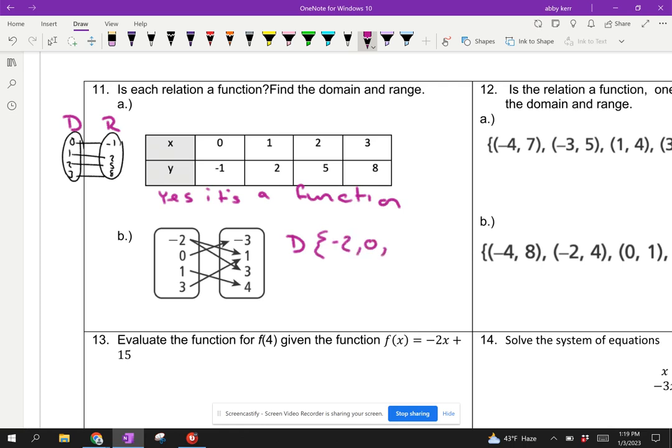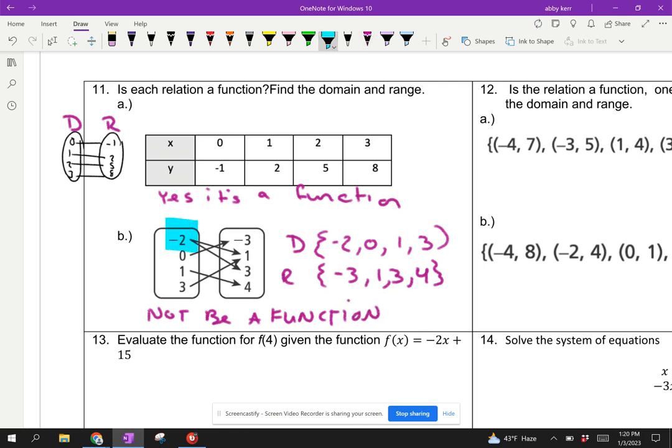Here, our domain is negative 2, 0, 1, 3. Our range is negative 3, 1, 3, 4. And then this would not be a function. The reason why it's not is this negative 2, it maps to 3 and it maps to 1. So that breaks it apart and cannot be a function because of it.